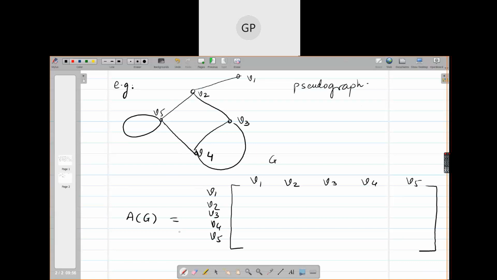So is there any edge? Now you have to ask the question. If you get the answer yes, that entry is 1. If you get the answer no, that entry is 0. So the matrix will consist mainly of zeros and ones. If there are parallel edges, you will have 2 or 3.